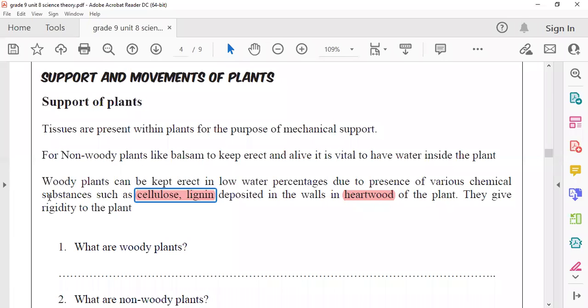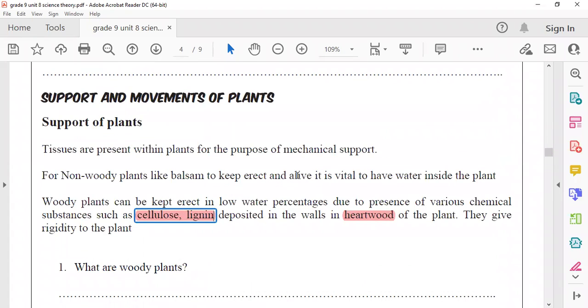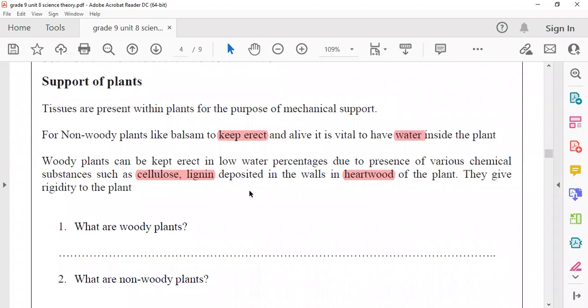So for a woody plant, do you want to keep a high water percentage? No, sir. But for a non-woody plant, to keep it upright, what is very important? Water. Water is important. Otherwise, the plant will shrink, fold, and die.